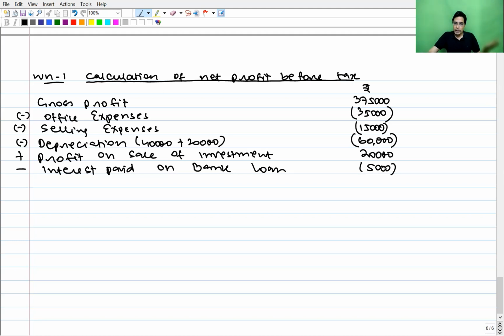So from sales minus COGS, we get GP. GP is already after wages, so we don't have to deduct wages again. Minus office expenses, selling expenses, depreciation, add profit on sale of investment, and minus interest paid on bank loan. Means all the expenses other than tax, minus them; all the incomes other than tax, add them; you will get profit before tax. 3,75,000 minus 35 minus 15 minus 60 plus 20 minus 5. So we'll get 2,80,000. I repeat, wages has not been deducted because GP is already after wages.